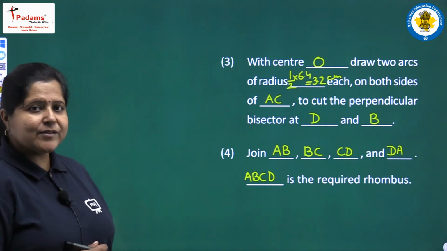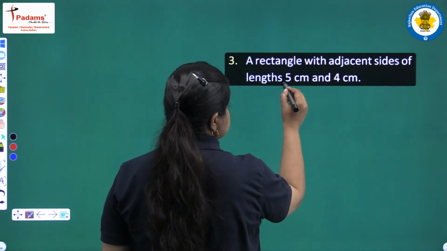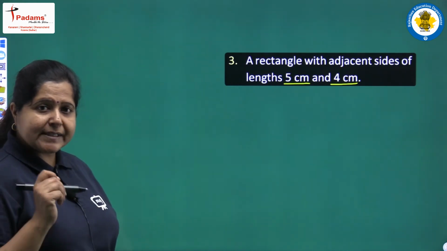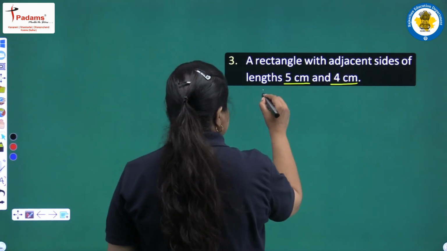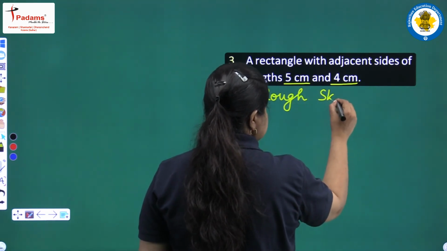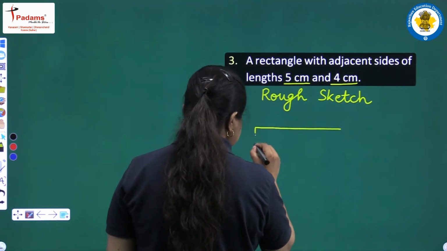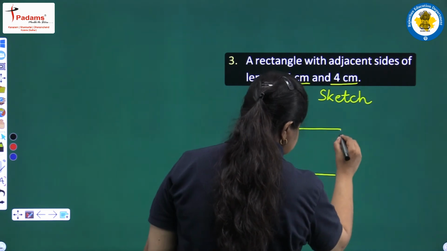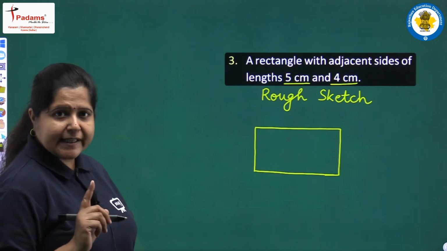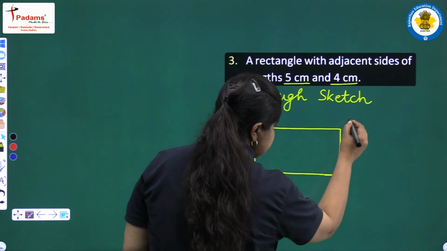We move on to the next question, which is a rectangle with adjacent sides of lengths 5 centimeter and 4 centimeter. So now we will have to construct a rectangle. Just recall the properties of a rectangle before we draw a rough sketch of a rectangle. It's very easy to draw the rough sketch. It looks somewhat like this, a rectangle. No name has been given, so I am taking it to be ABCD. You can give your own name also, PQRS or any other name.